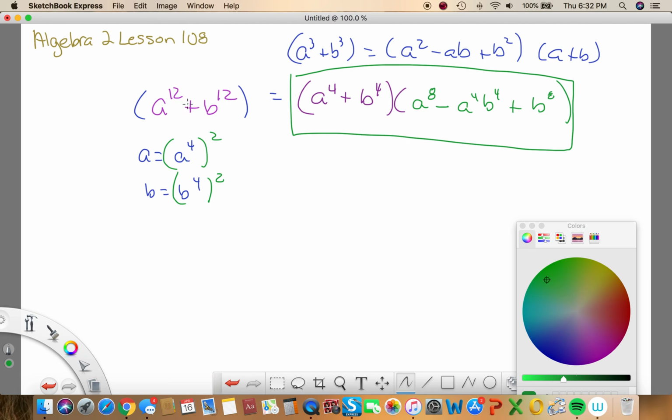All right, so you got to know these special cases, sum and difference of perfect cubes. All right, stop the video and do the practice and the problem set.